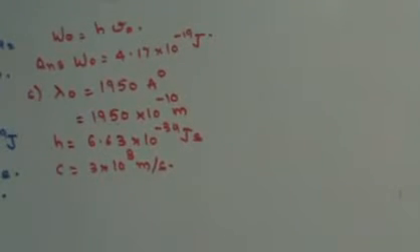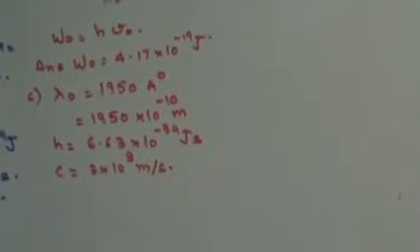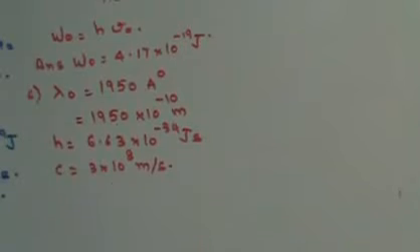Calculate the work function. Now, threshold wavelength is given to you, Planck's constant is given to you, velocity of light in air you should know by heart. They've asked you to calculate the work function.